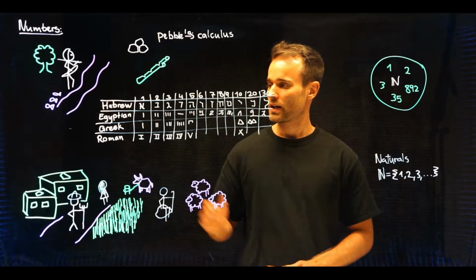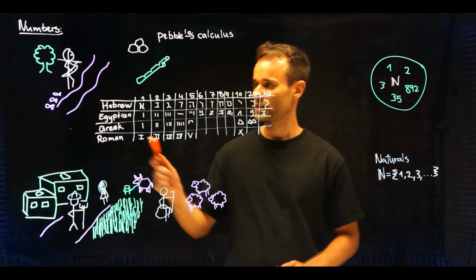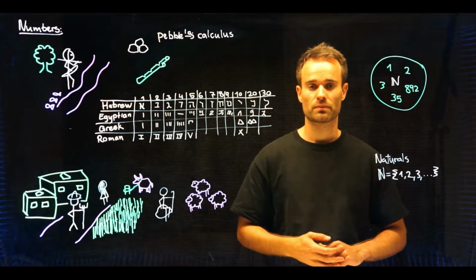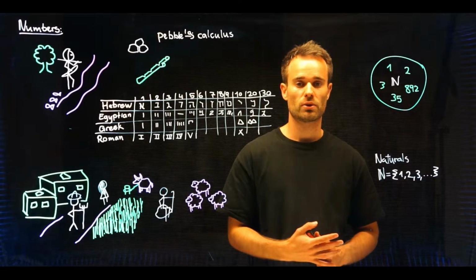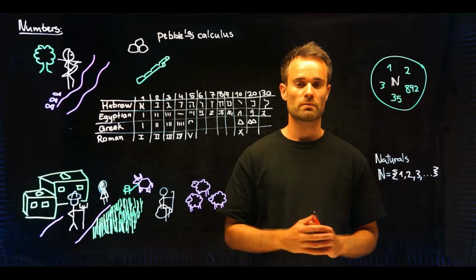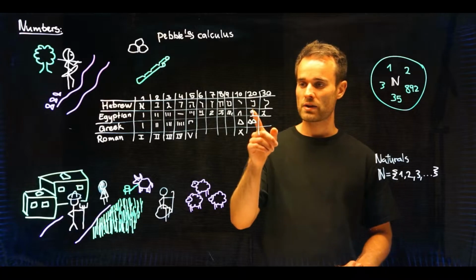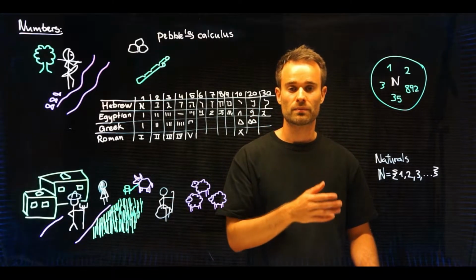Here I've listed a couple of different ancient numerals. We have the Hebrew, the Egyptian, the Greek, and the Roman numerals. If you're from the Western world, you have likely seen the Roman numerals before, and that's because they are still used, though not for doing mathematics. I've also included some higher value symbols here, and in fact there are many more.